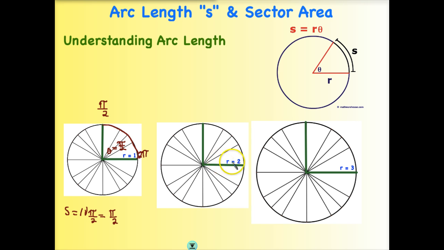Let's look at another example. In this case, same theta. Theta is pi over 2, but now our radius is 2. So now we would just need to double our theta. So 2 times pi over 2. These cancel, and our arc length is pi. And in our last example, we have a radius of 3. So we are tripling our radius, and we are also tripling our arc length, and we get 3 pi over 2. In these situations, you can use your calculator and convert this to a number with a decimal if it makes sense for the problem.